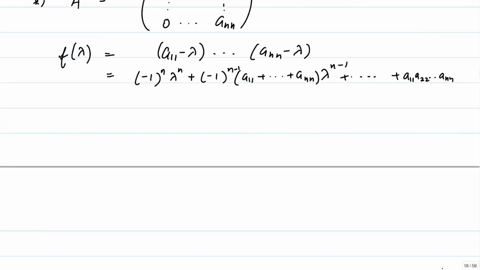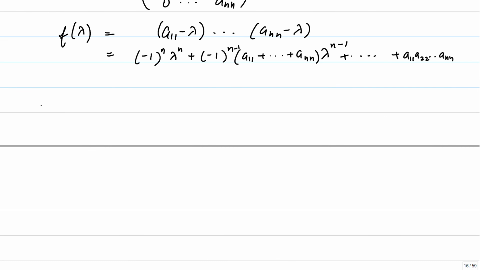Okay, so let's now analyze this f of lambda a bit further. So notice that f of lambda is a polynomial of degree n. Since f of lambda is a polynomial of degree n, it is possible that we can write it as a product of n factors. So it could possibly factor into n linear terms.